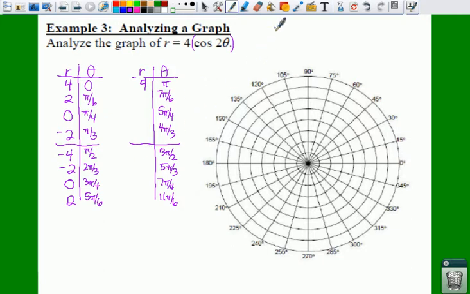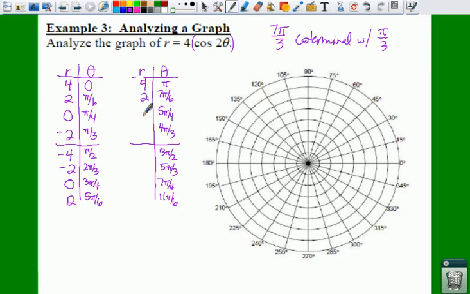Right, if you think about where 7 pi over 3 is, that is coterminal with pi over 3. So that's the same thing as pi over 3. So the cosine of pi over 3 is going to be 1/2, times 4 is 2.